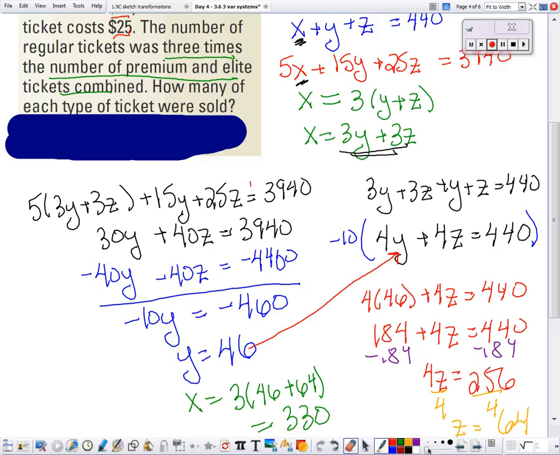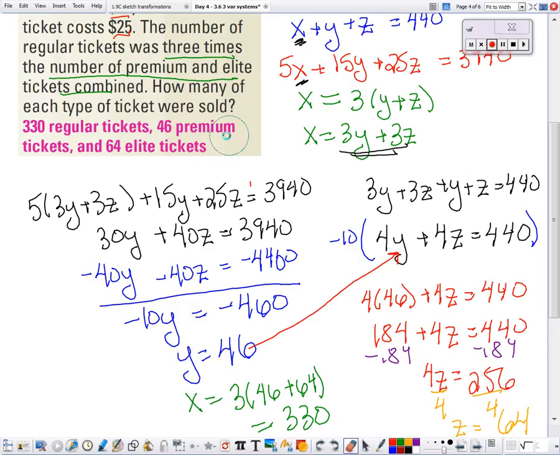So again, we're going to write out our answer in a sentence, not as a coordinate. 330 regular tickets, 46 premium, and 64 elite.